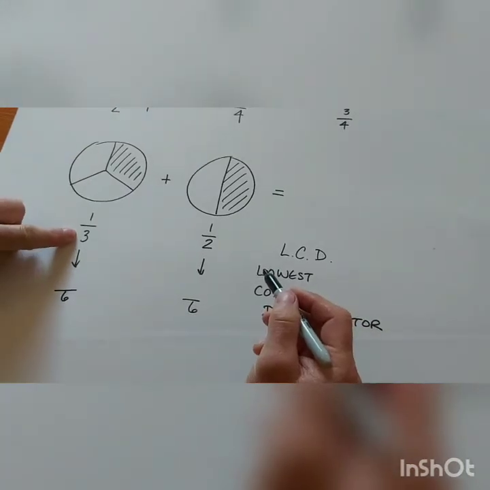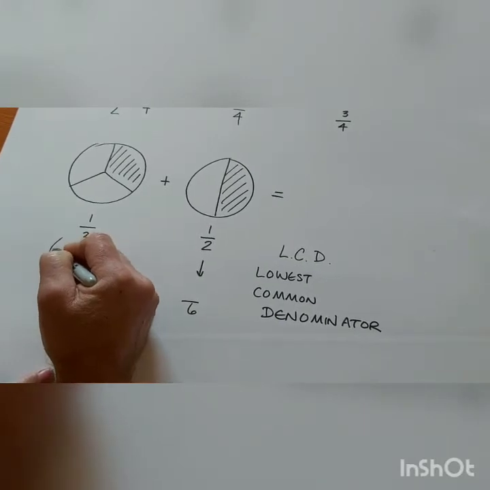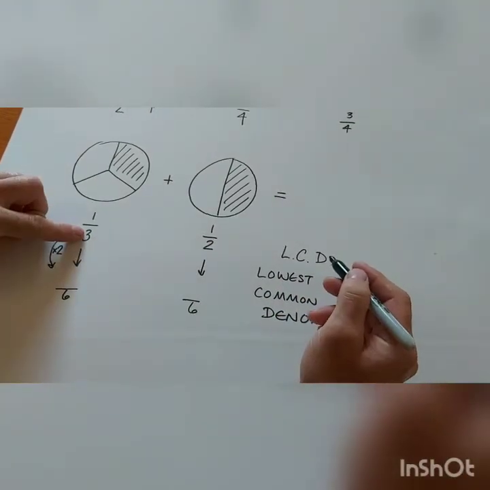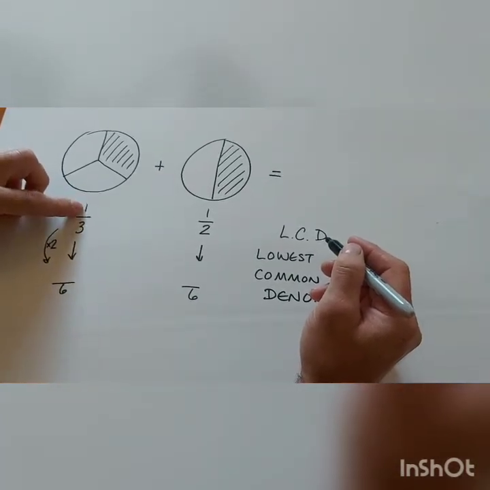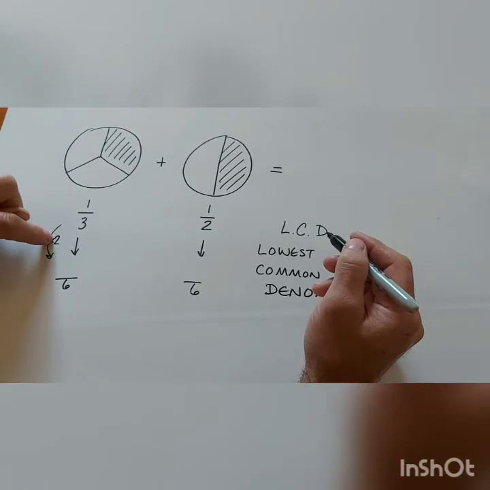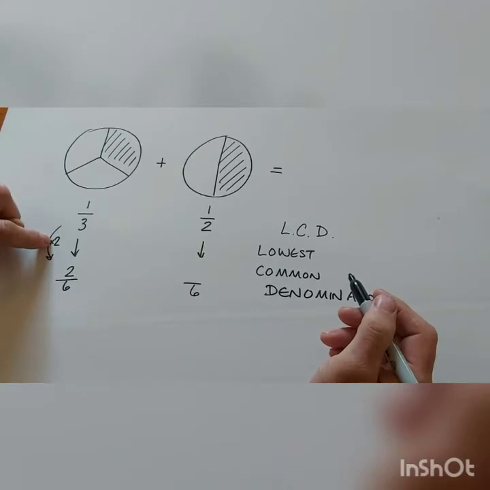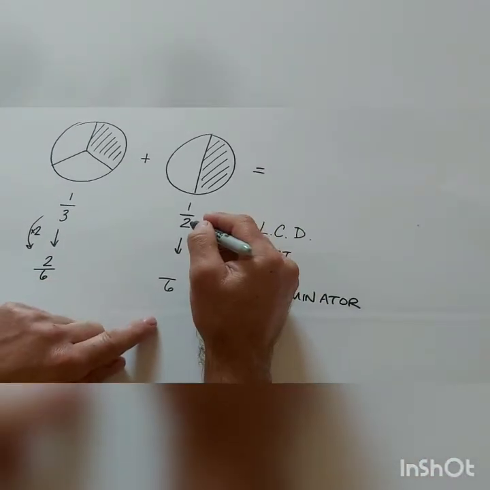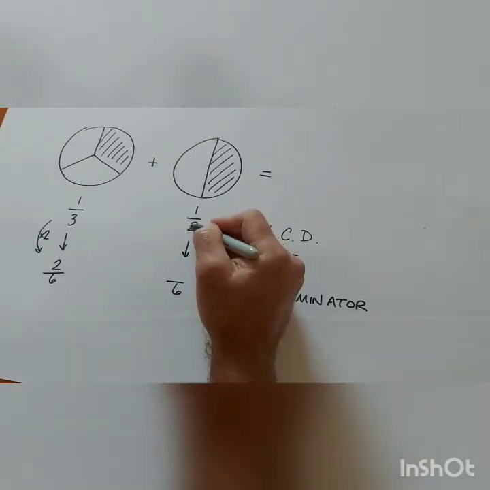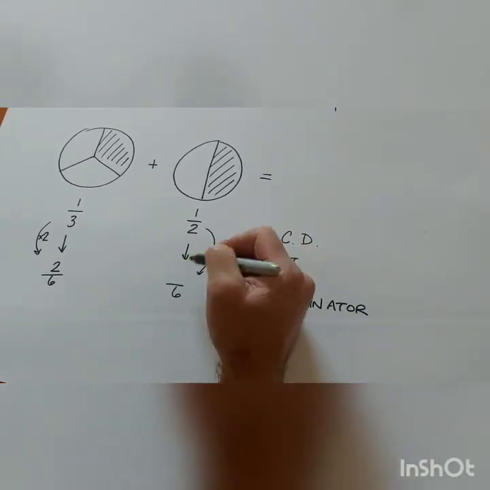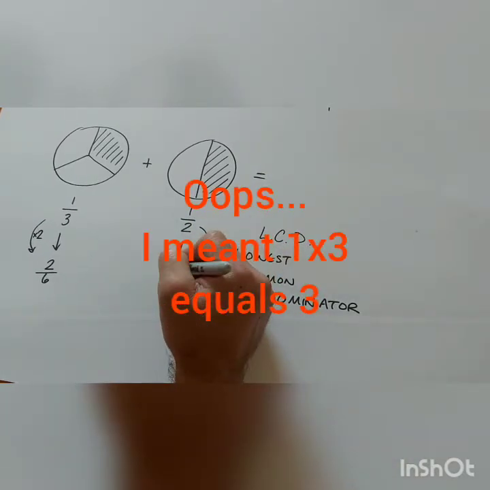In order to change the 3 into a 6, I had to multiply it by 2. Whatever I do to my denominator, I have to do equally to my numerator. So if I multiply the 3 by 2, I need to also multiply the 1 by 2, which gives me 2 out of 6. In this case, I had to multiply the denominator by 3 to get to 6, and I have to do the same to the numerator. 1 times 3 is 3.